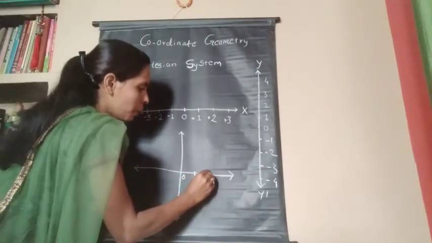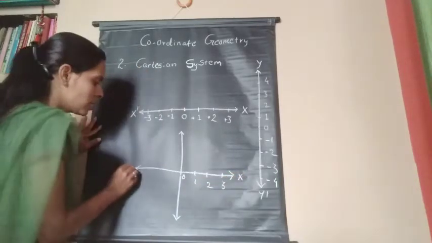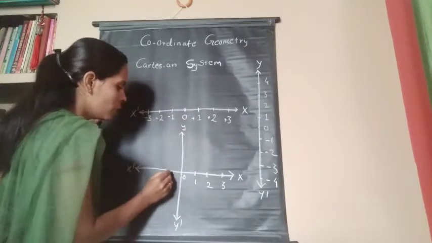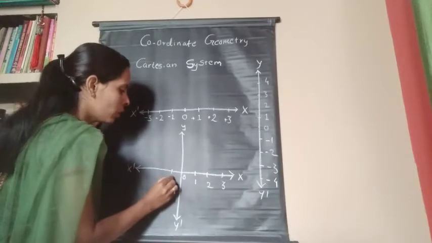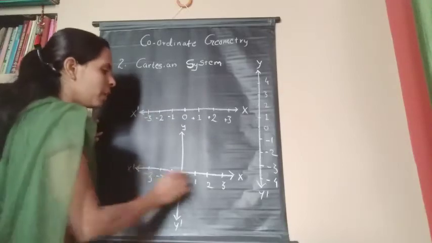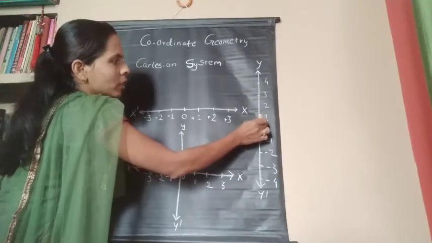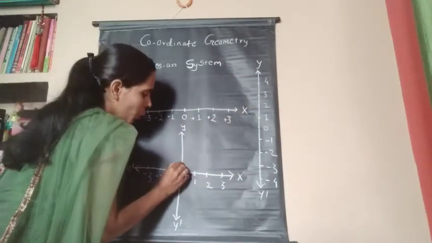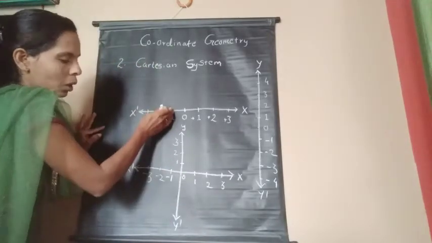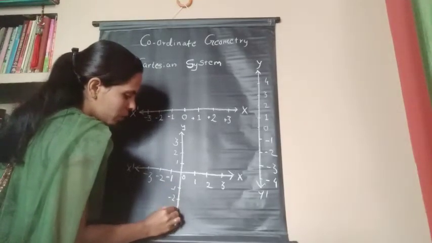Here you place numbers at equal distances, that is 1, 2, 3 in the positive direction on the x dash line, and on the x dash you put negative numbers on the left side. Similarly we place numbers on the vertical line: positive numbers above the origin, 1, 2, 3 like this, and negative numbers below the origin.